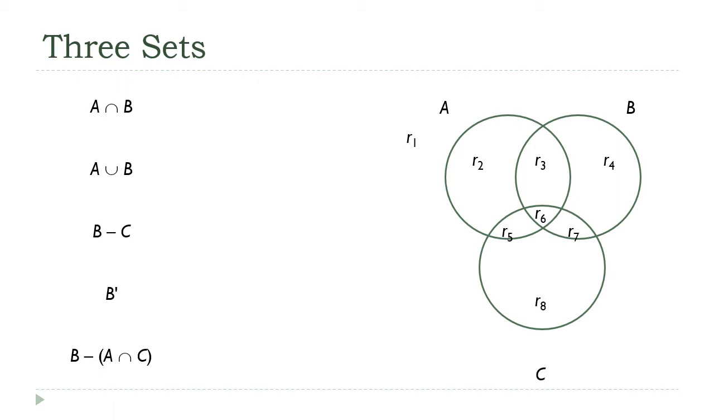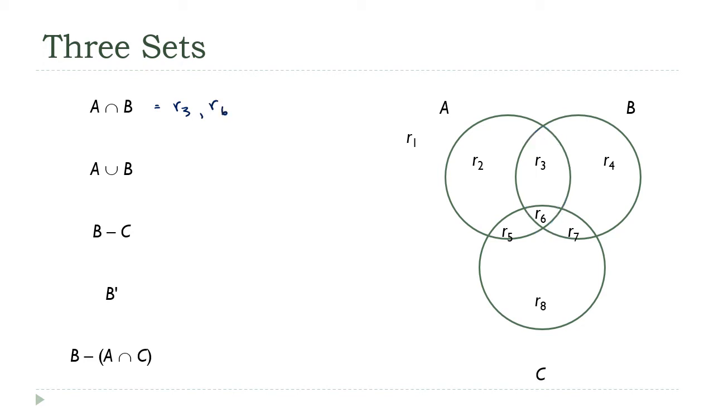Okay, so I need the intersection of A and B. Where do A and B overlap? Well, that is this section here, which is made up of 2 regions. This is region 3 and region 6.